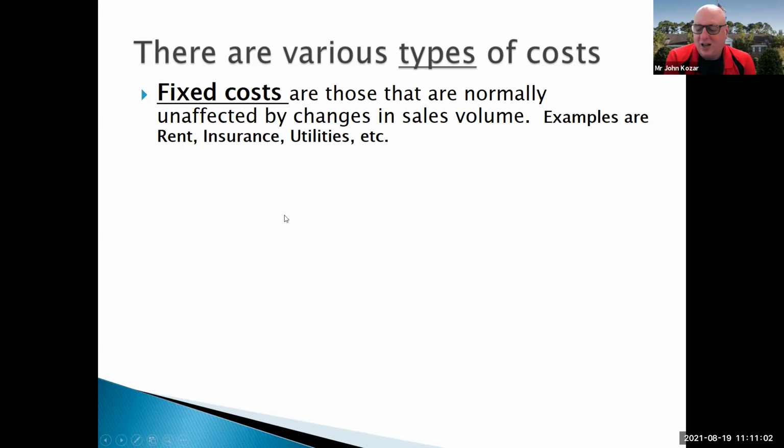All right, so we have various types of costs. First one we'll talk about are fixed costs. These costs don't change if we do more business or we do slow business. Your rent is not going to change. It's going to be a set amount that you have to pay every month. Your insurance bills are probably going to stay relatively the same over time. Your utilities, your water, gas, and electricity bills are going to stay pretty much fixed over time.